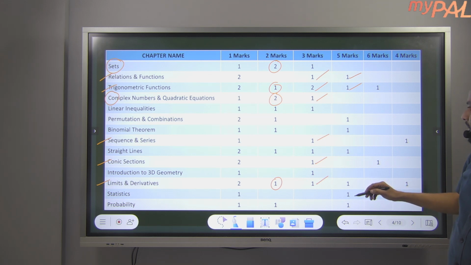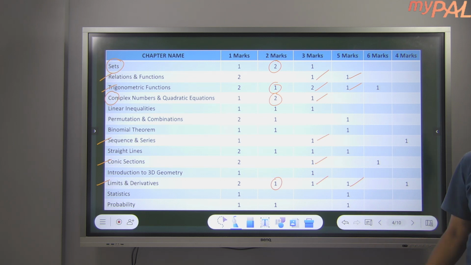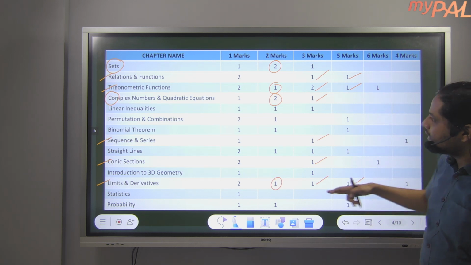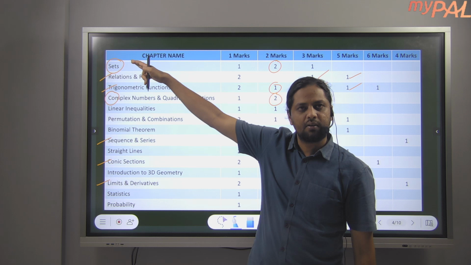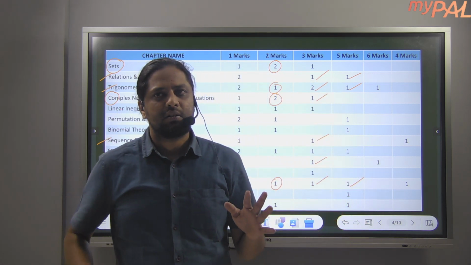Then say for example, I go to limits and derivatives. I had to answer only 4 5 markers. 3 are already there with the set of chapters I've picked. I hope you're able to connect, people, how we are planning it out. Yes.